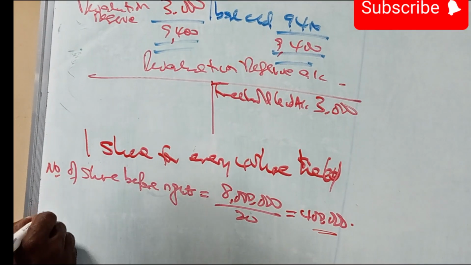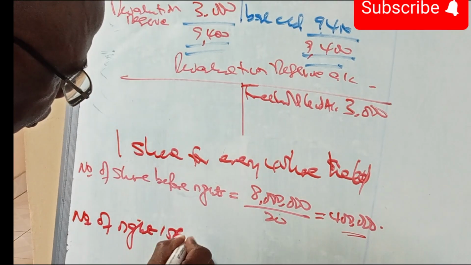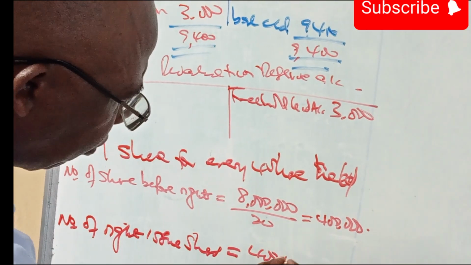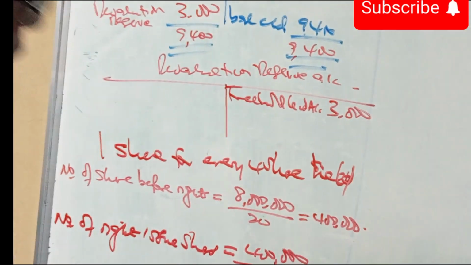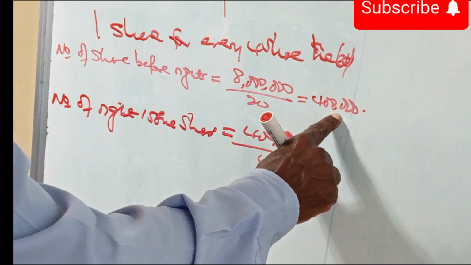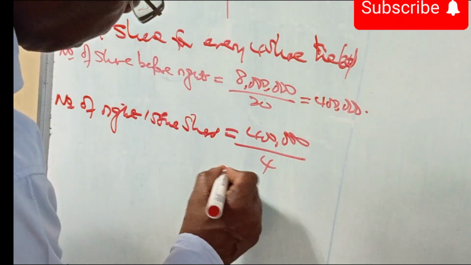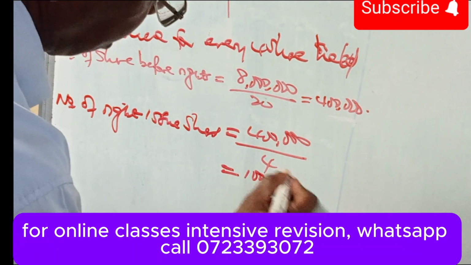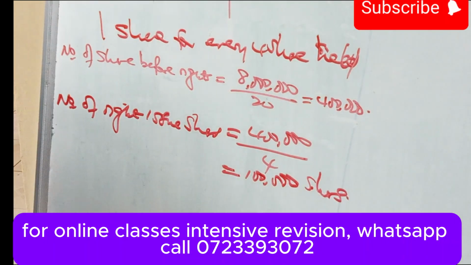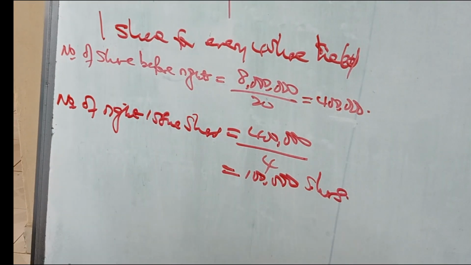So the number of rights issue shares is the existing shares, 400,000, divided by 4, because for every 4 shares here we are issuing 1 more rights issue share, and therefore this gives us 100,000. We are issuing 100,000 shares as rights issue.